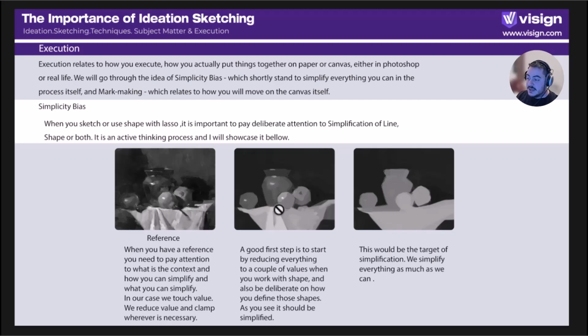The purpose of clamping values is to increase readability. A good first step is to start by reducing everything to a couple of values when you work with shape, and also be deliberate on how you define those shapes. As you see, it should be simplified.